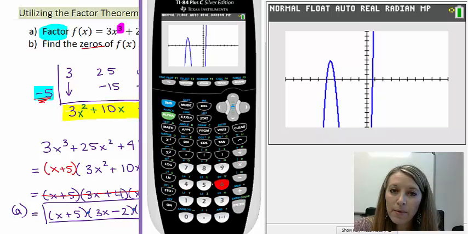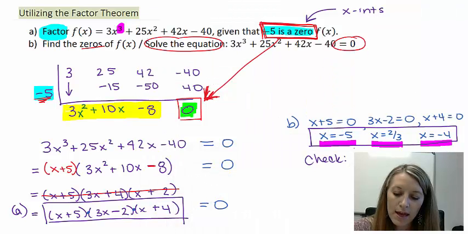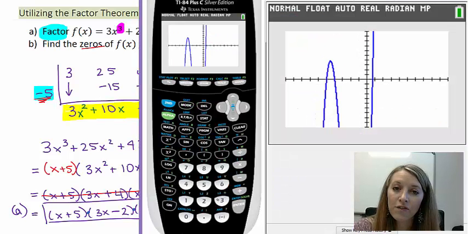Now, I don't see my entire graph, but I see what I'm looking for. I'm looking for the zeros of this function. In essence, I'm looking for my x-intercepts. I see 3 x-intercepts. We just need to confirm that those are what we came up with. We came up with the answers of negative 5, negative 4, and 2/3. At first glance, those look like they do match.